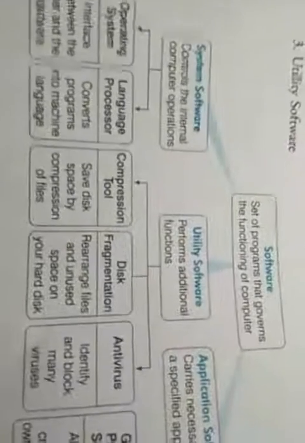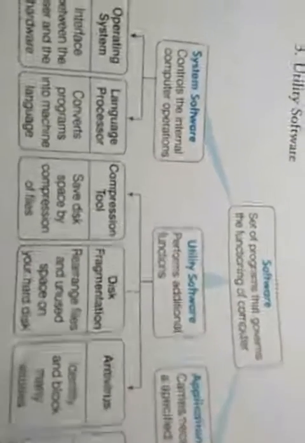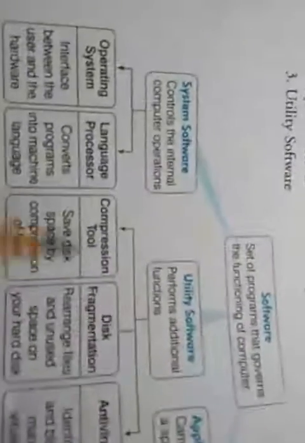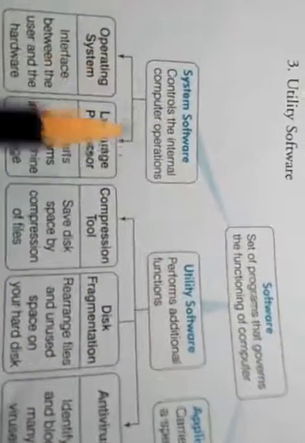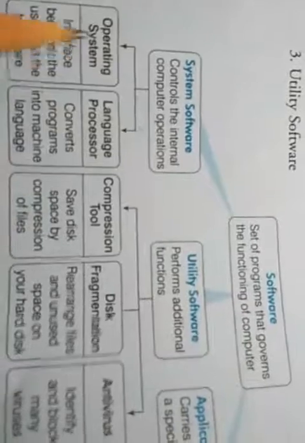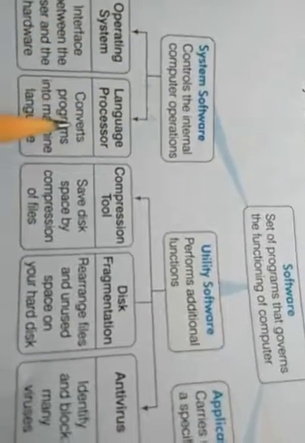Now you can see this diagram in detail. The system software, these software are useful for the system. Without these your system will not work. The examples of this are the operating system, and second one the language processor.